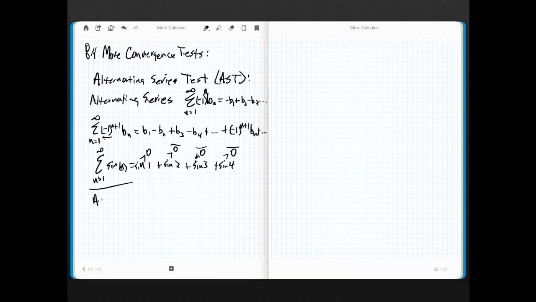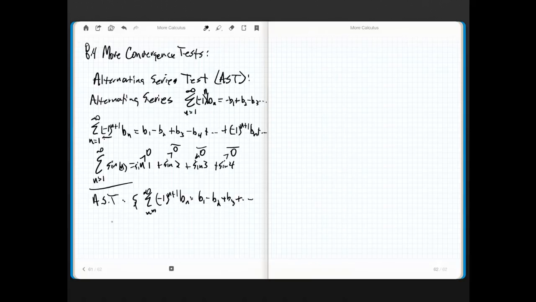Now, the alternating series test is actually very simple. There's nothing to it. It simply says, suppose I have the series as n goes from 1 to infinity of negative 1 to the n plus 1 b sub n, which we know is b sub 1 minus b sub 2 plus b sub 3, etc.